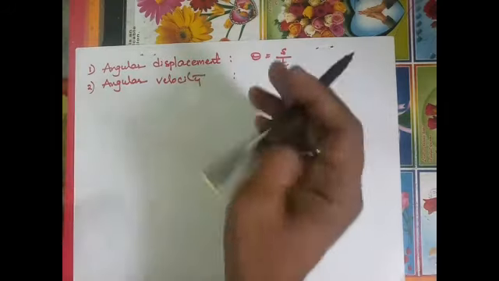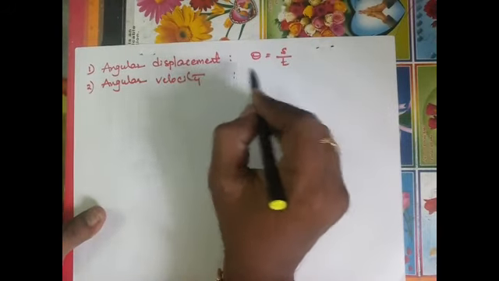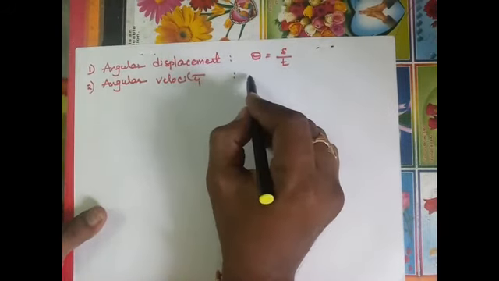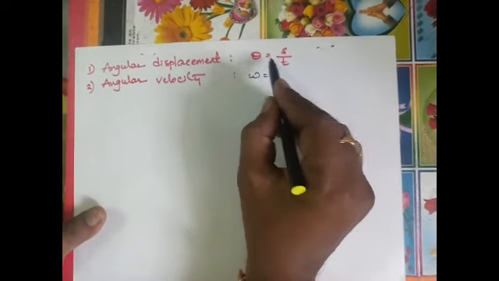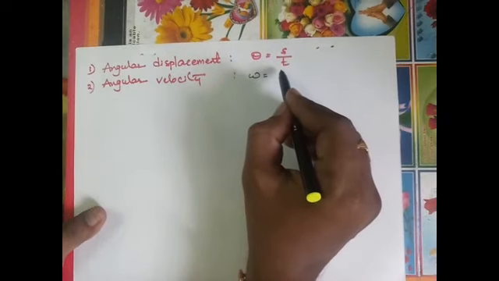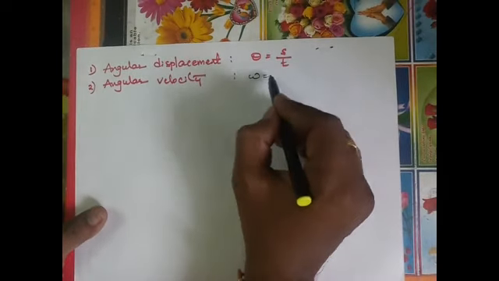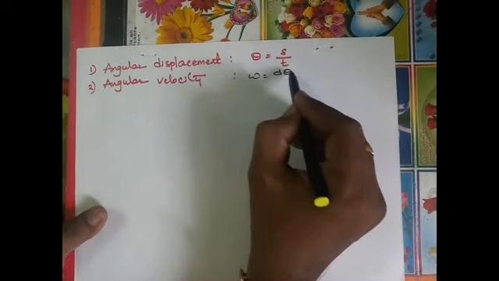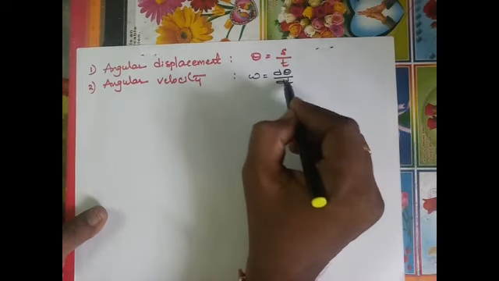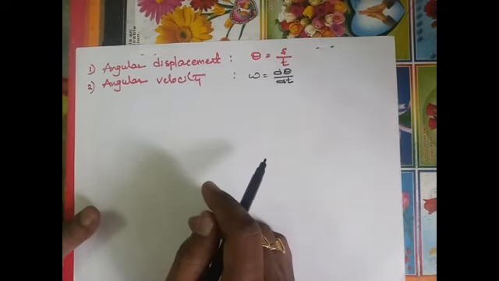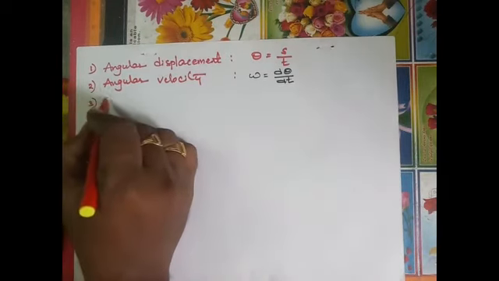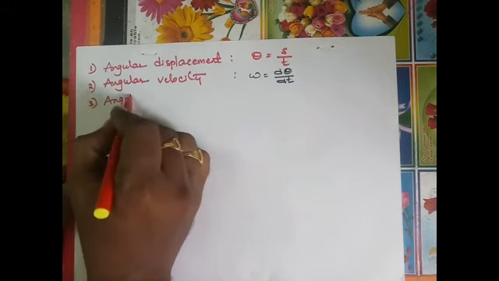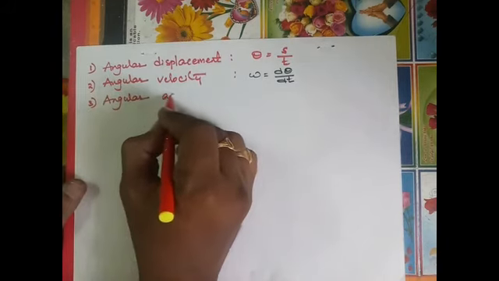Angular velocity, that can be written as instantaneous angular velocity, can be written as omega is equal to rate of change of angular displacement. So angular velocity omega is equal to d theta by dt. This one also I have seen in the previous class. And the third one is angular acceleration.